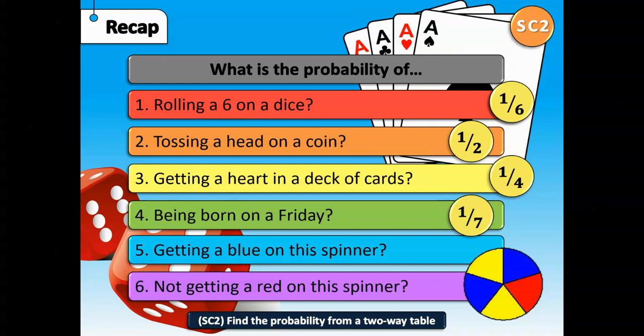1 out of 7. Getting a blue on this spinner, that would be 2, because there's 2 blues, out of 5, because there's 5 different parts. And not getting a red on the spinner, that would be 4 out of 5, because there are 4 parts that aren't red on the spinner.